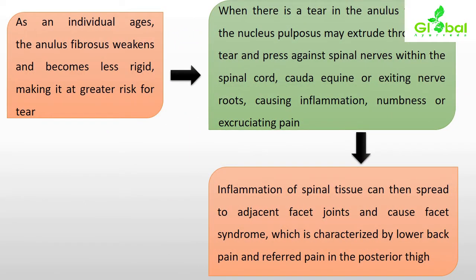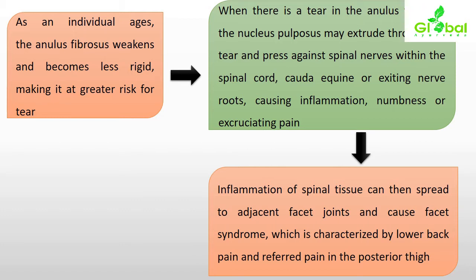As an individual ages, the annulus fibrosus weakens and becomes less rigid, putting it at greater risk of tear. Most often, the risk of tear occurs as the person approaches more aged stages, so it depends upon age-wise development. The annulus fibrosus, the outer layer, becomes weaker and less rigid, gradually losing its rigidity, and is at risk of tear.